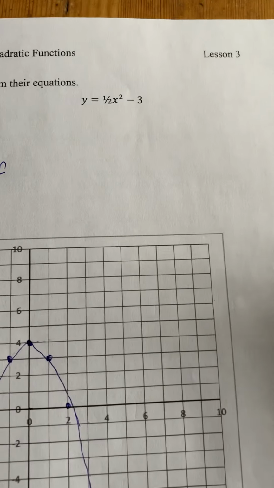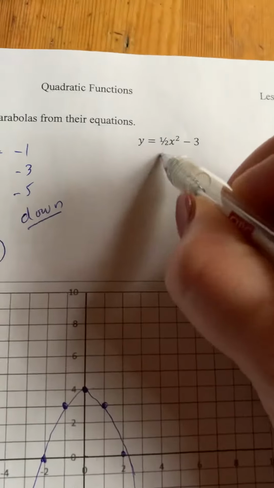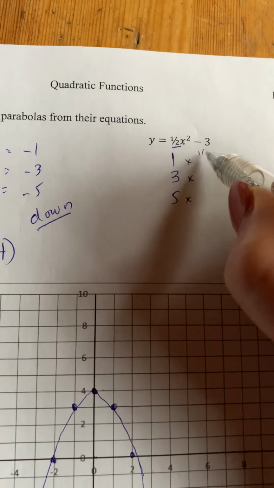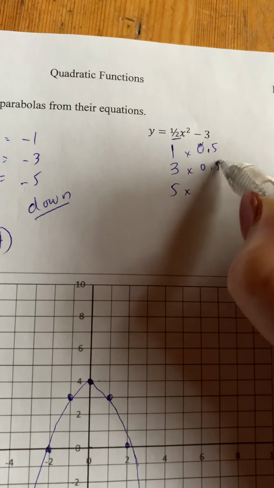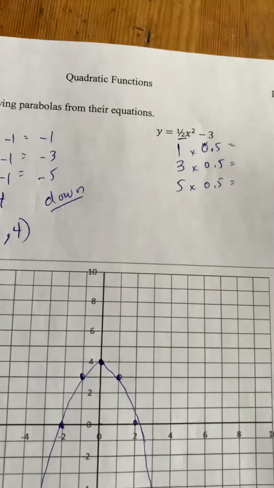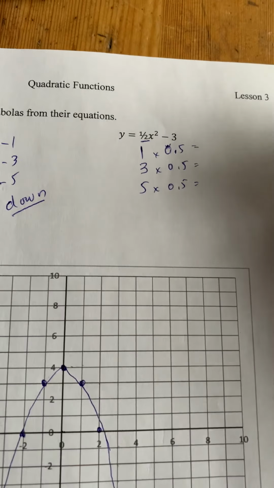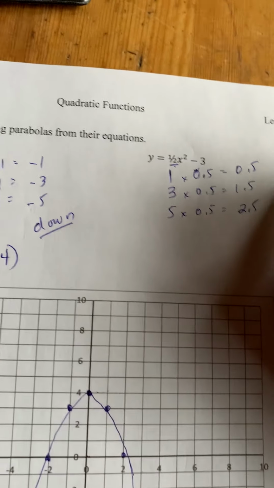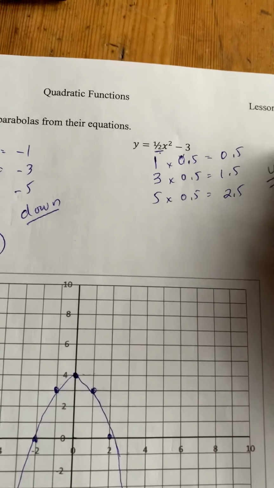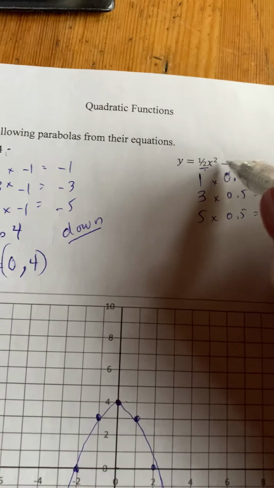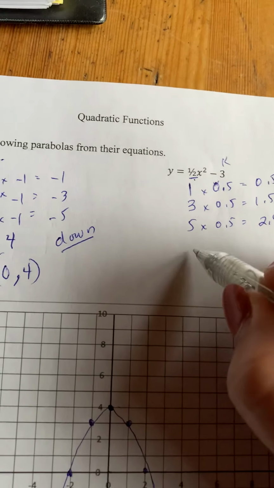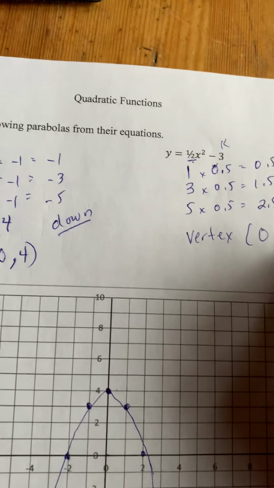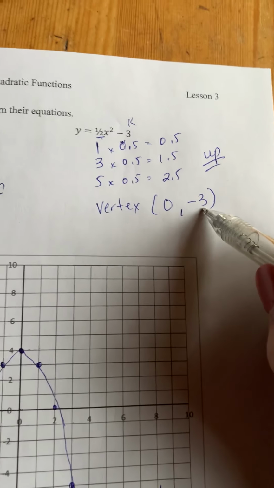So, second parabola here. I need to figure out my step pattern. So 1, 3, 5, and I'm going to times it by my A value, so times 1/2, which I'm going to convert to 0.5, just because decimals are sometimes easier for me. If you would like to keep it as a fraction, you go right ahead. My A value is positive, so it's going to be opening up. These are my steps. My K value means my vertex is going to be at 0, -3, shifted down 3 spaces.